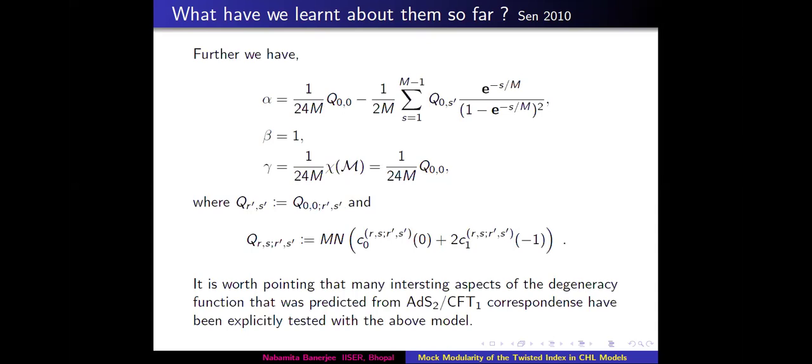Let me just go ahead. What is interesting here is that many aspects of this degeneracy function, which was completely independently predicted from the AdS2/CFT1 correspondence, we could actually explicitly test using this model. Just from AdS2/CFT1, one knows how this index should behave, and this independent calculation gives us back the same result. So it's a very good platform for testing the properties of black holes.